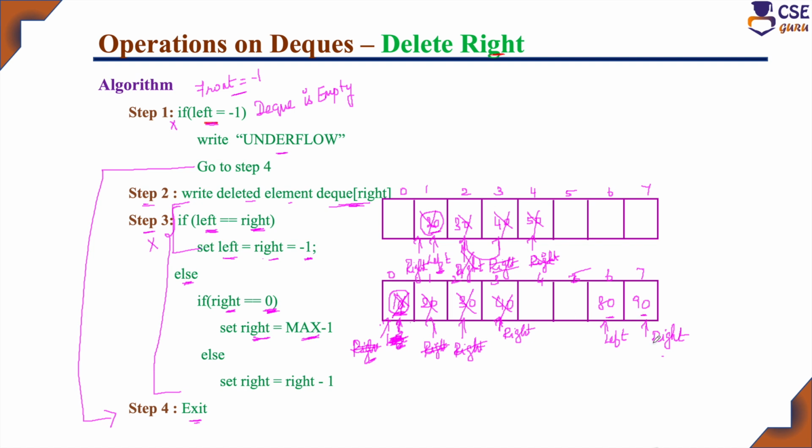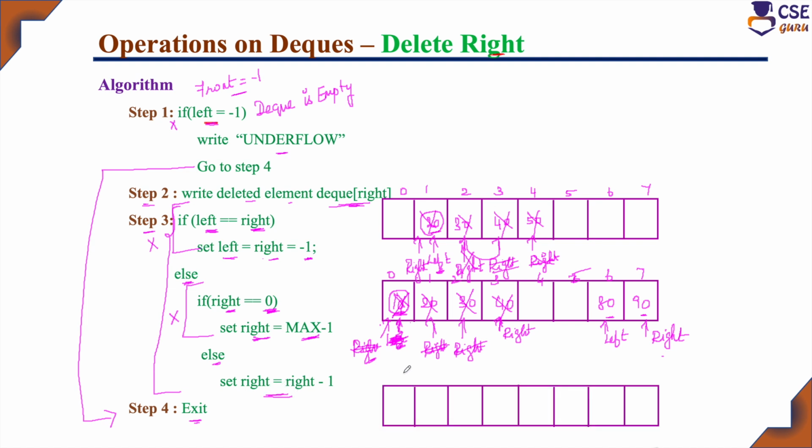This is the max -1 position. Again, if you want to implement delete right, this element will be deleted and the right pointer is decremented. The normal procedure will go on. So this is the condition. Suppose this condition is also false, go to the else part, and simply implement right = right - 1.